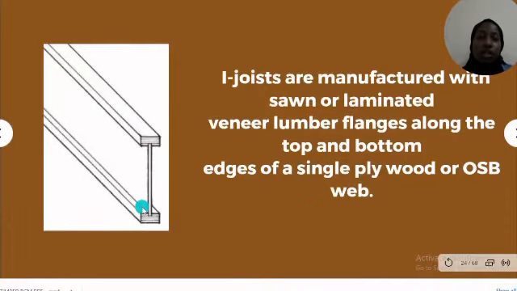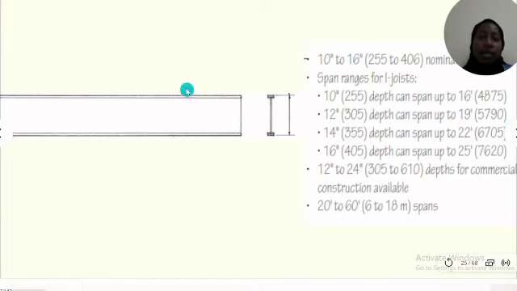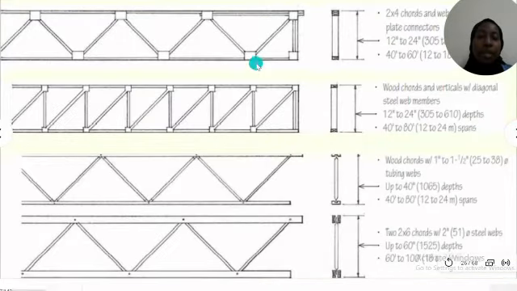Here are the I-joists, which are manufactured with sawn or laminated thinner lumber planks along the top and bottom edges of a single plywood or OSB web. This is the normal type of truss, which has the normal depth, and it is 10 to 16 and 20 to 60 spans. Here is the other type of trusses, which are different in depth and span, as you can see.